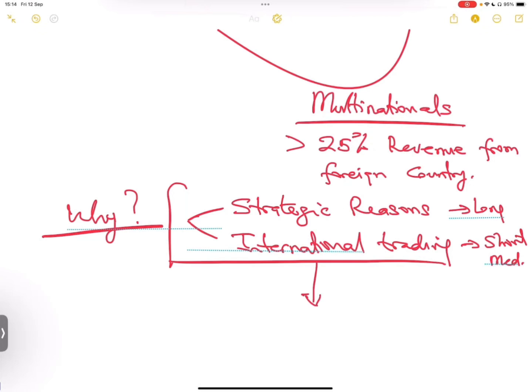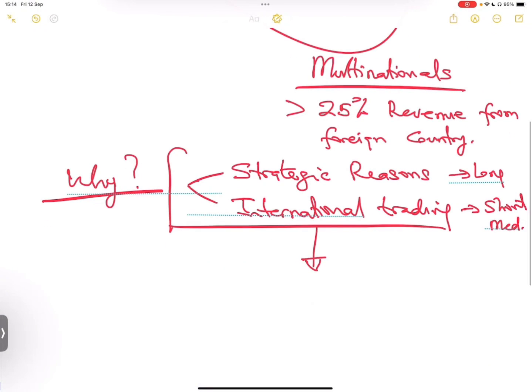But looking at international trading quickly, why will companies go and trade in another country? Any view? Why do you think a company would leave the United States and say, no, I'm going to go and start selling things in the UK or start buying things in the UK? Why would a company want to do that?